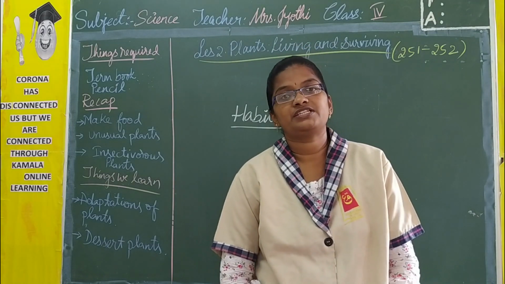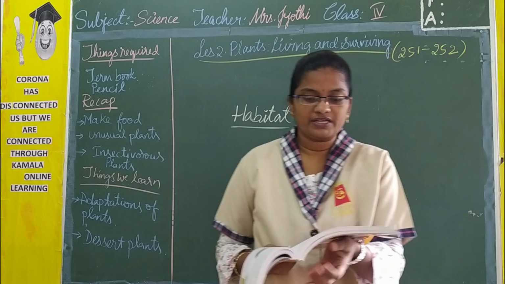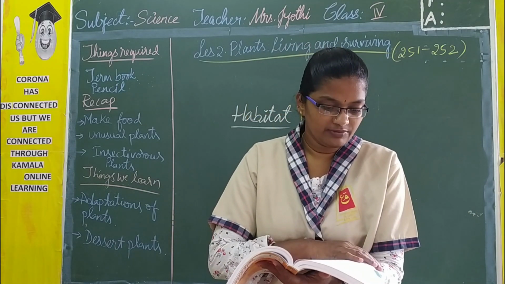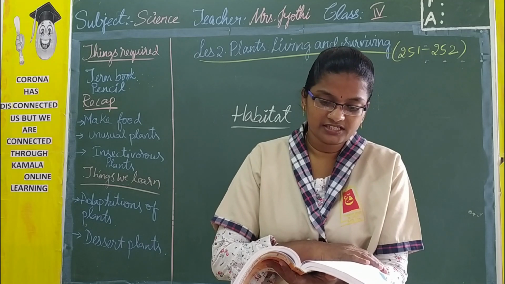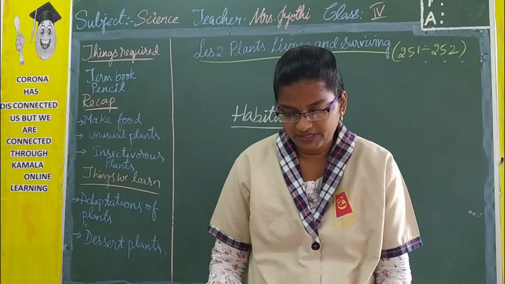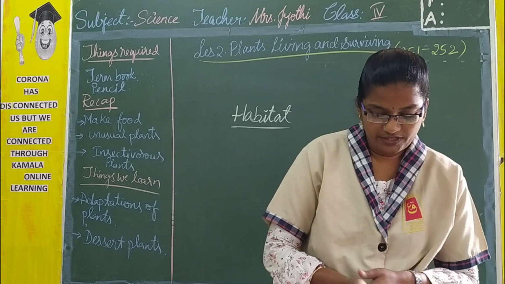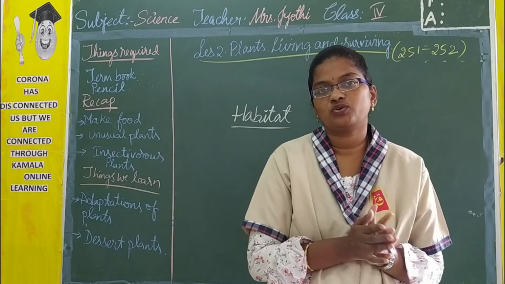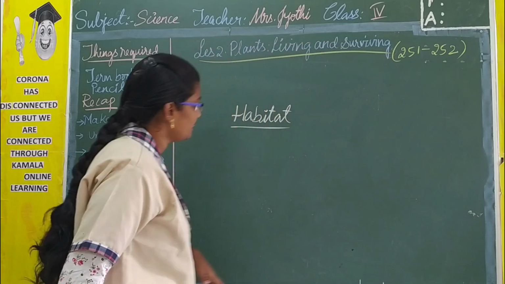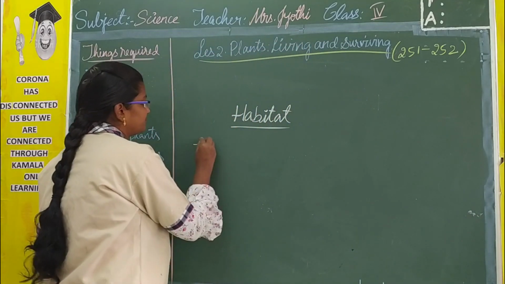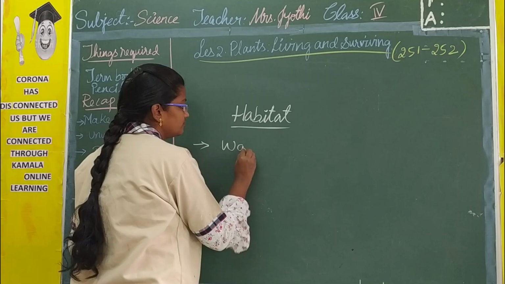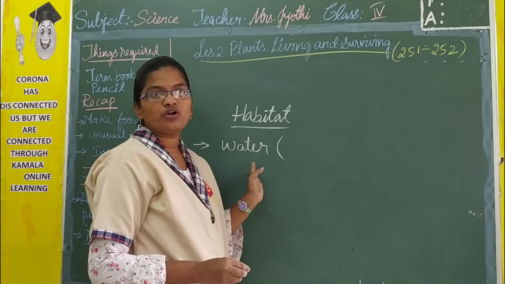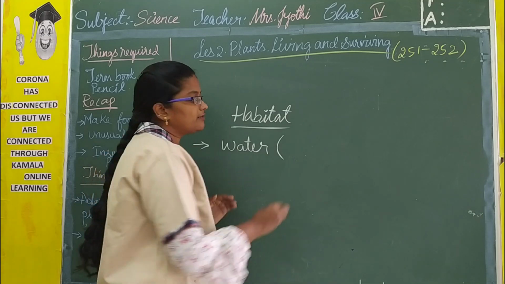And here, adaptations in plants. Based on habitat, we have two types of plants. Plants can be placed under two major categories on the basis of their habitat. One is the plants which grow on land, another one is the plants which grow on water. The plants which grow in water are called aquatic plants.